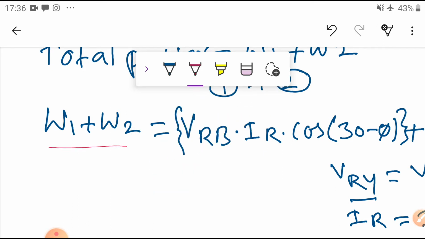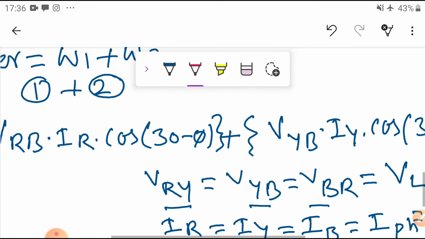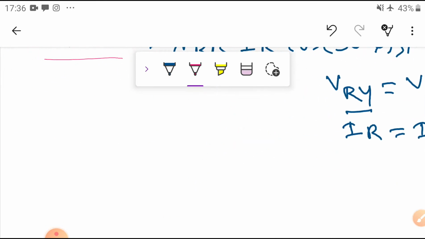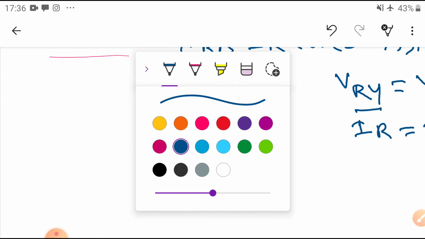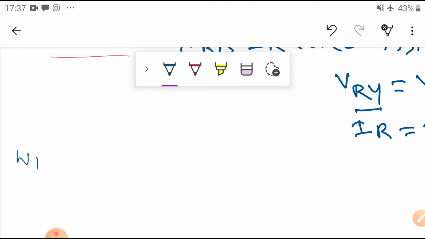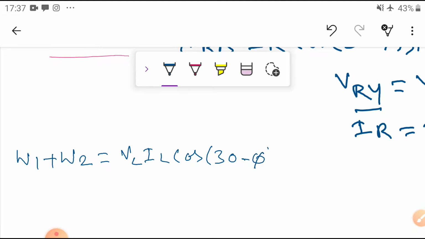Simple, I added W1 and W2. So, I am going to get this all added. Then from this equation I am going to get it. Okay. So, here W1 plus W2 is equal to, so can I write it, VL IL cos(30 - 5) plus VL IL cos(30 + 5). Okay. So, this is simplified.